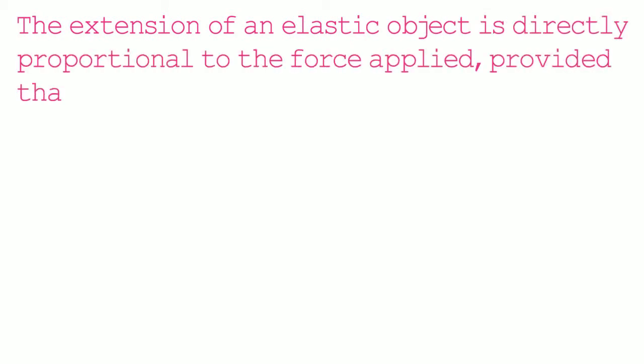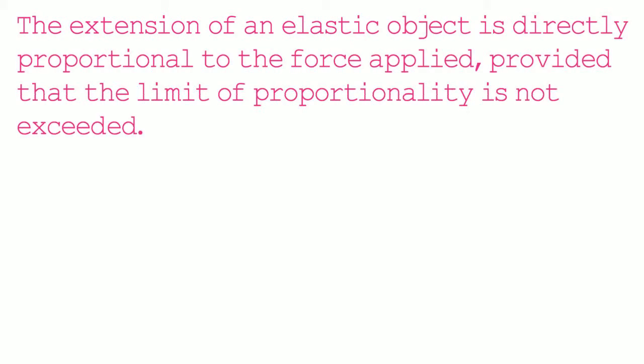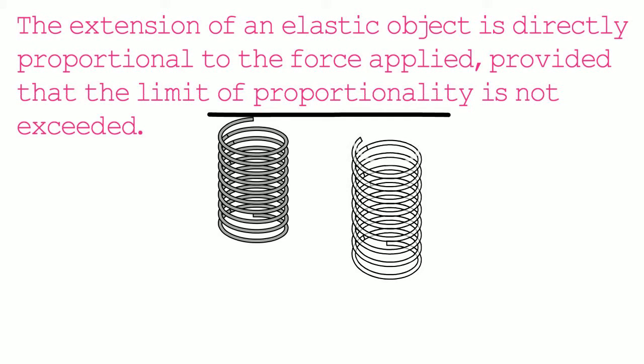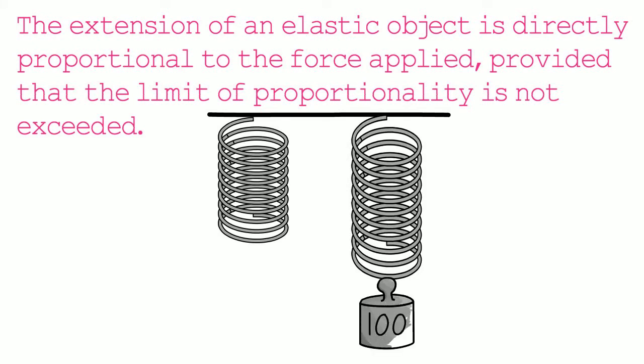The extension of an elastic object is directly proportional to the force applied, providing that the limit of proportionality is not exceeded. The limit of proportionality will be discussed later on in this video. Let's have an example. Suppose that we have a spring, and the spring is held at the top. We now add a weight to the bottom of the spring. The weight exerts a force onto the spring. The extension of the spring is directly proportional to the force applied.